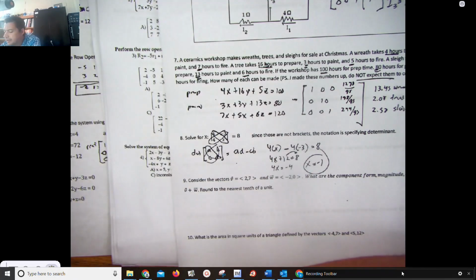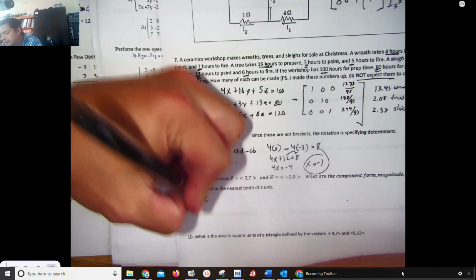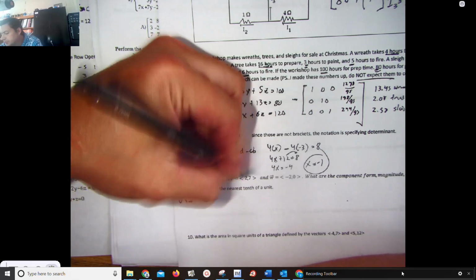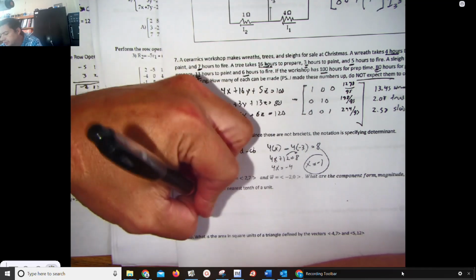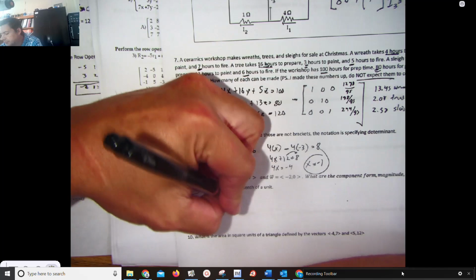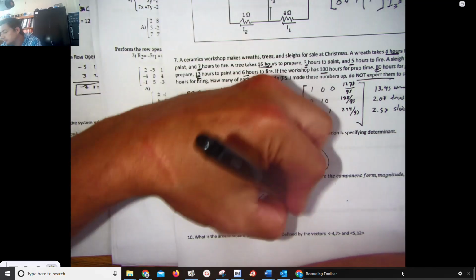All right, what do we got going on, number 9? We have 2 vectors. We're supposed to find the component form, magnitude, and direction of vector v plus w. So we'll start with v plus w. It would be 2 plus negative 2, followed by 7 plus 0, which would be 0, 7. That's the component form.